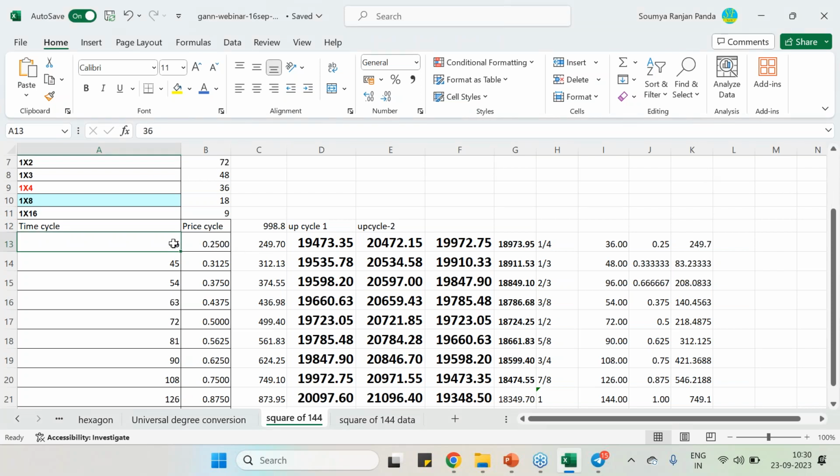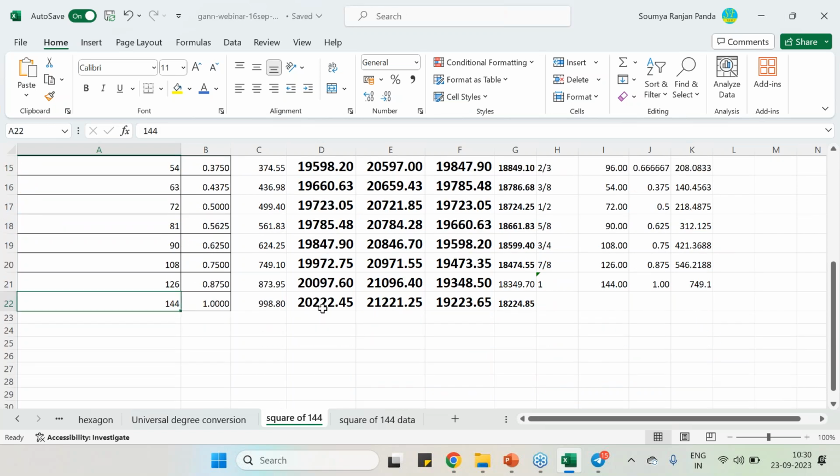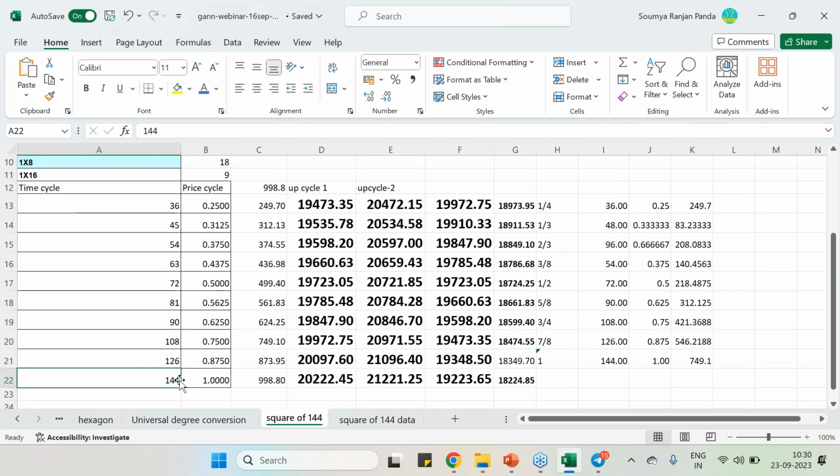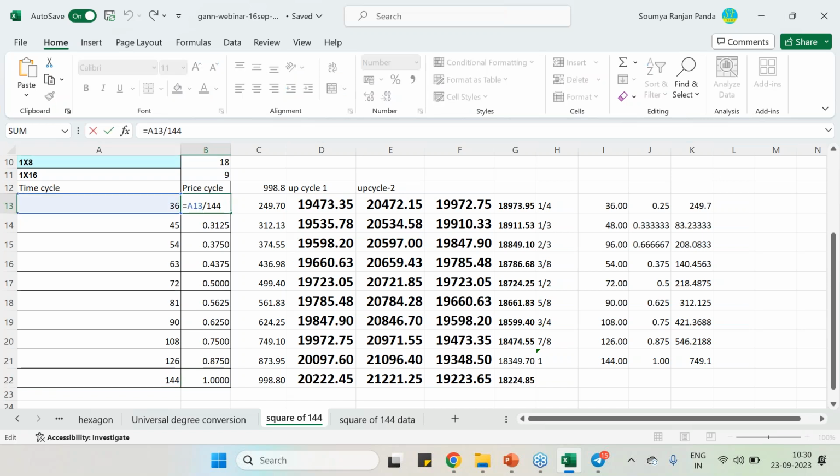So it is derived from whom? 144. Whatever the mid values are, its base parent is 144. 144, half, half, half. Fifth planet, that's why half. So half, half, half, we got these numbers. The price cycle will be dividing these numbers by 144. So 36 divided by 144, 45 divided by 144, 54 divided by 144. By this process, we will divide everything. So 144 will come to 1. So this is our price cycle.